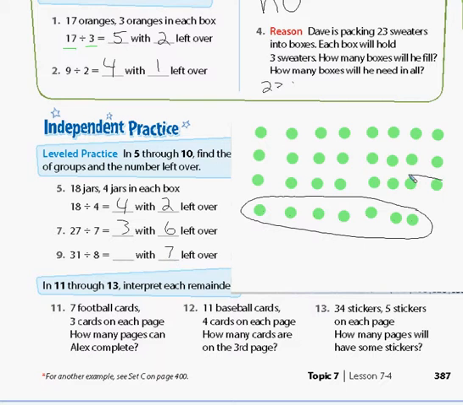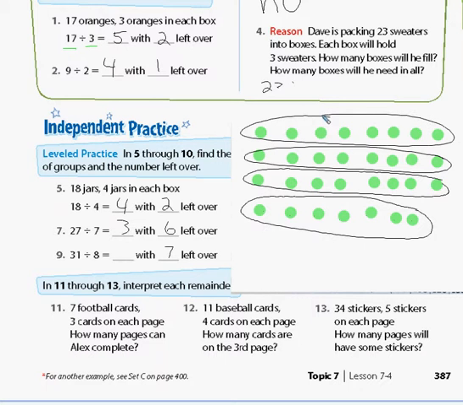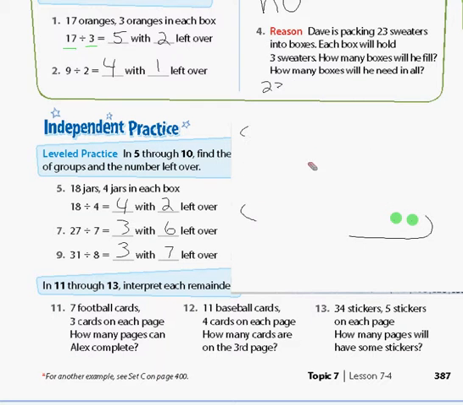And how many boxes are there? 1, 2, 3 full boxes. So 3 with a remainder of 7. Okay. Go down a little bit further, as far down as we can go. And that was problem number 9. Make sure you box that in on your scratch paper.